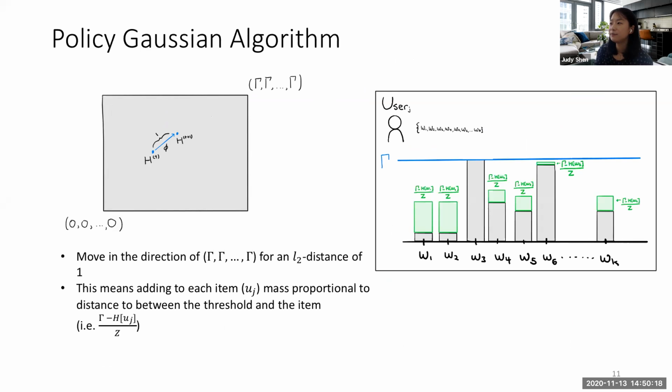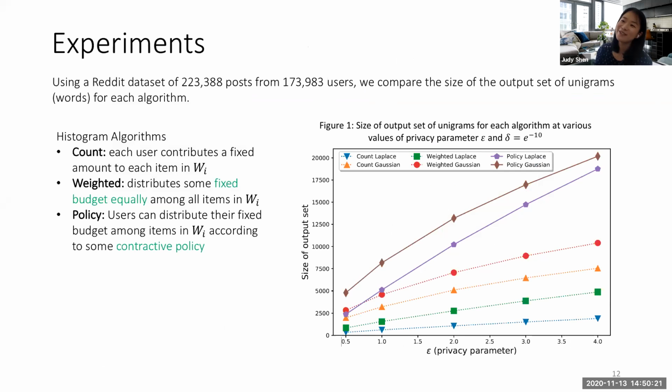And so we do some experiments. Using a Reddit data set of 200,000 posts from 170,000 users, we can compare the size of the output set of unigrams for each algorithm. To recap, on this graph, the count algorithm is just adding user counts to each item. The weighted one is modified a little to distribute user budget evenly across all the items that they have, regardless of whether it's over the threshold or not.